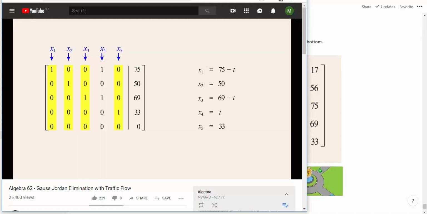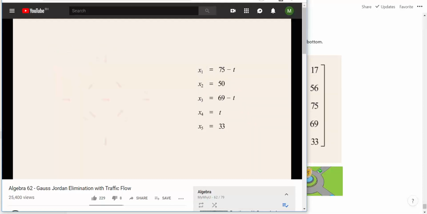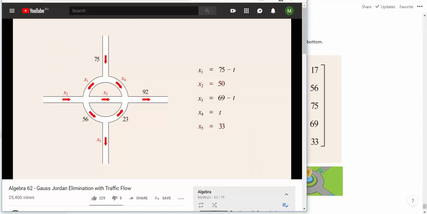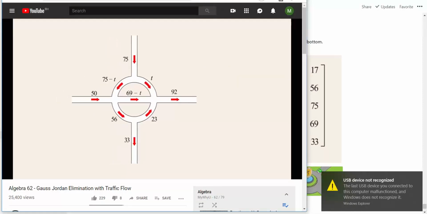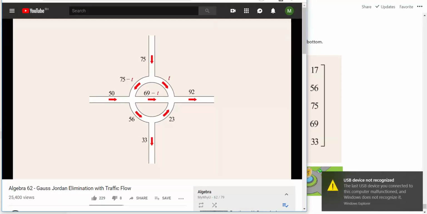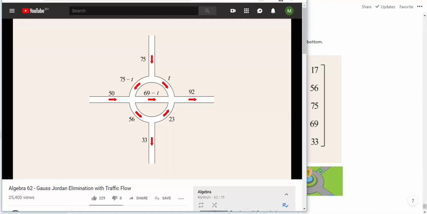We now have a set of parametric equations that express all 5 system variables x1 through x5 as either constants or functions of the parameter t. Picking a value for t produces values for the 5 missing traffic flow measurements. The parameter t can vary over any set of values which makes sense. For example, we know that t must have an integer value since fractional vehicles don't make sense.